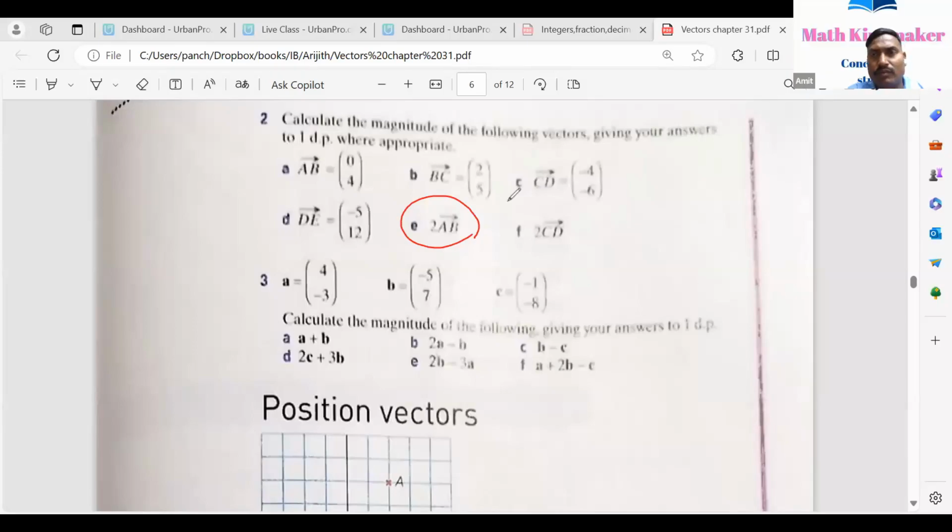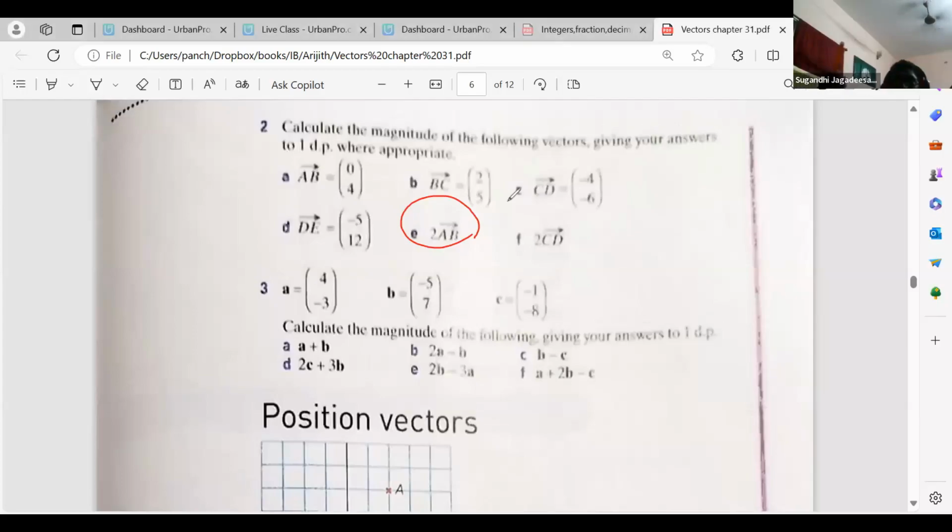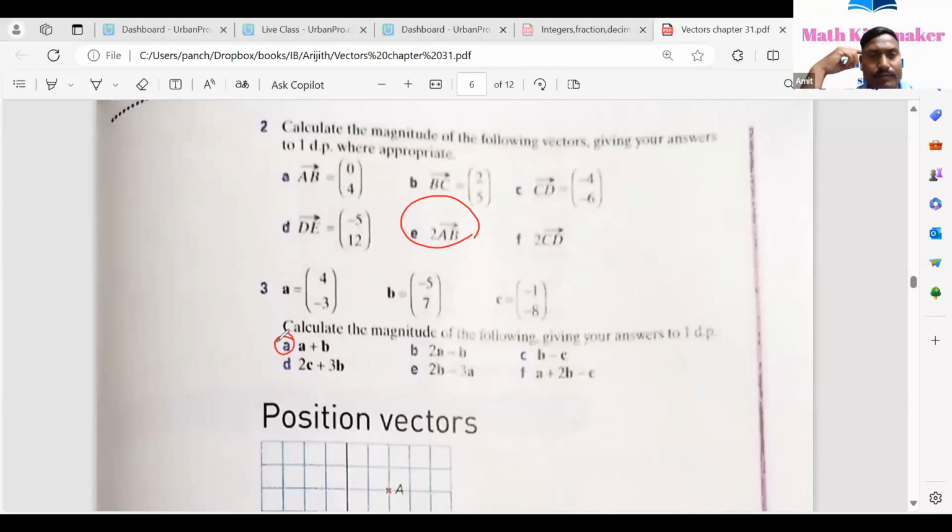So how much then is 2ab? So 4. Just multiply it by 2. It's 8. Okay, so just do that A part. So 2A. Yeah, 3a. Do it very fast.